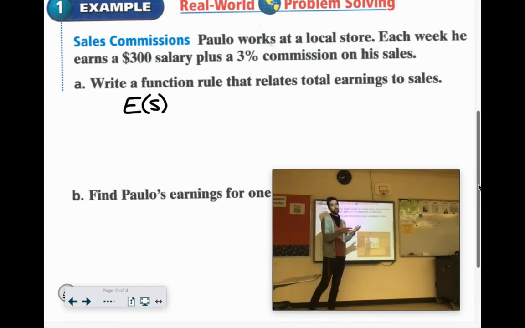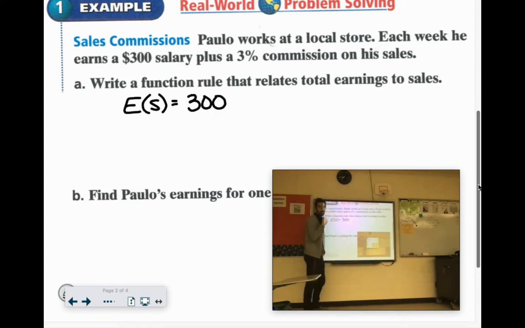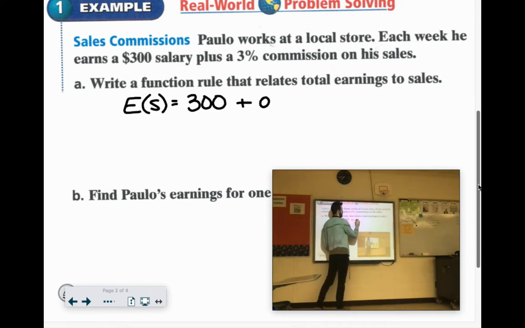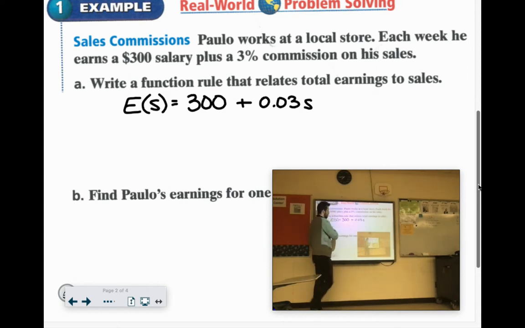You can use f of x every time if you like. But he gets that $300 no matter what. It doesn't matter what he does with his sales, he gets the $300. But he also gets more money, plus he gets 3% of his sales. Now, if we're doing that in decimal form, 3% is 0.03 times his amount of sales. So there could be a function here.